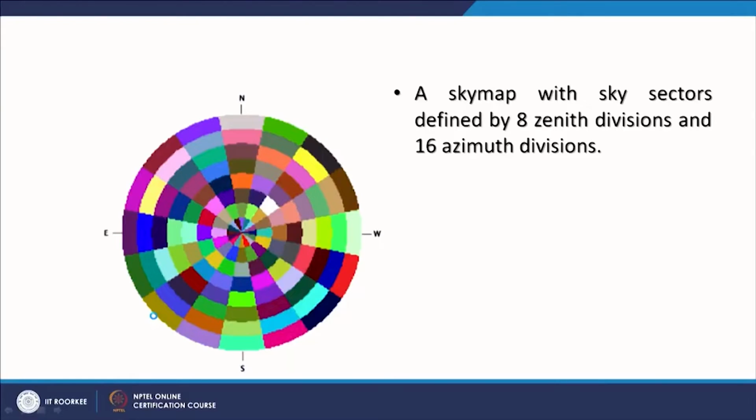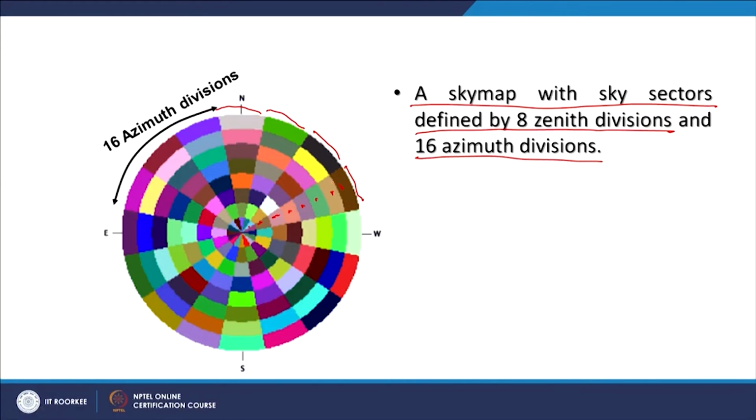So for the entire 360 degrees, a sky map with sky sectors is defined by 8 zenith divisions and 16 azimuth divisions. So one is this division, then the azimuth division, another one, likewise. And 8 means if you start from the center: 1, 2, 3, 4, 5, 6, 7, 8. So these are the 8 divisions. Now you have a sky map, you also have a sun map, you also have a viewshed. Only thing is, now these things have to be combined.